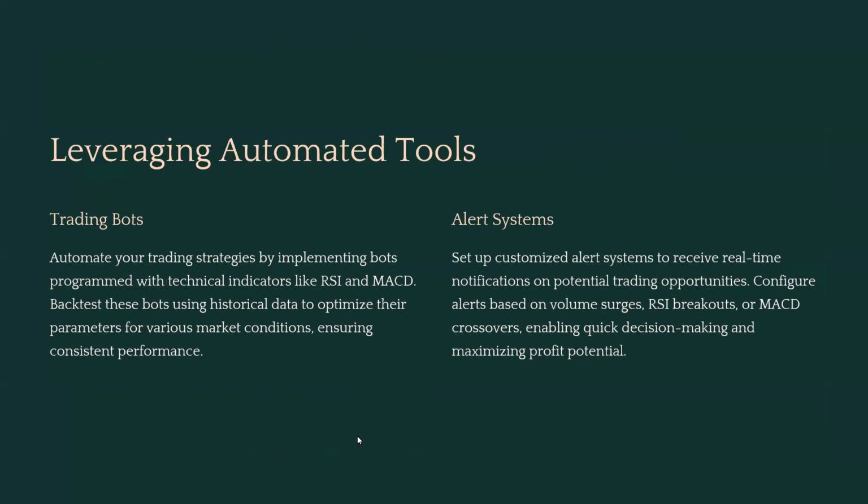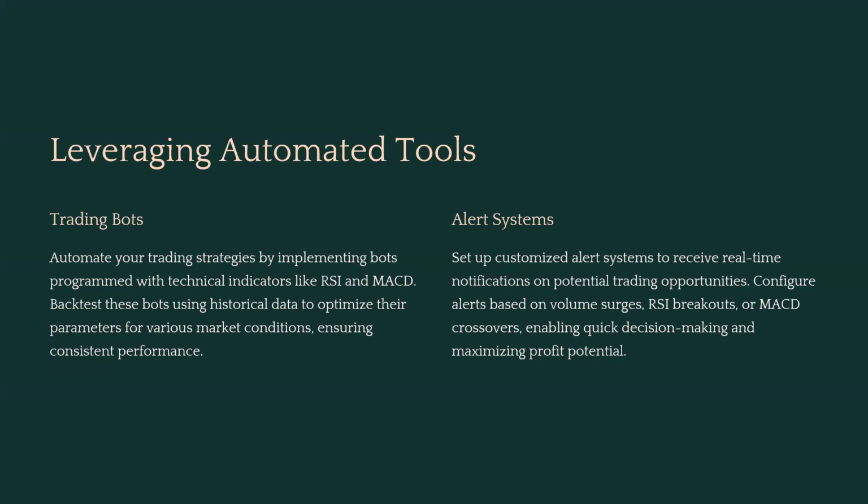So for now, we can also leverage automated tools like trading bots or even alert systems. Automate your trade strategy by implementing a bot program which has technical indicators like the RSI or the MACD. So backtest this bot using historical data to optimize its parameters in various market conditions. So this also can ensure consistent performance.